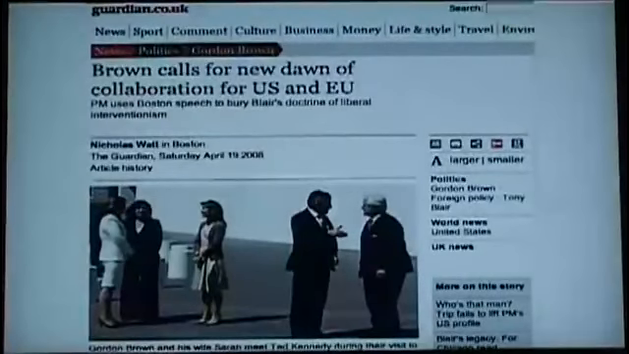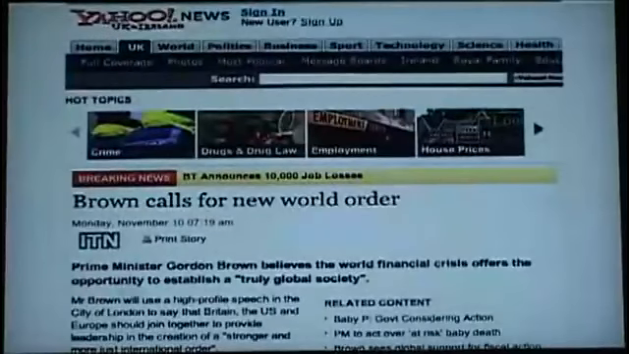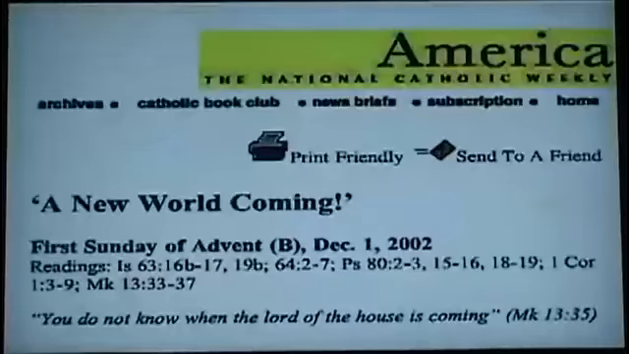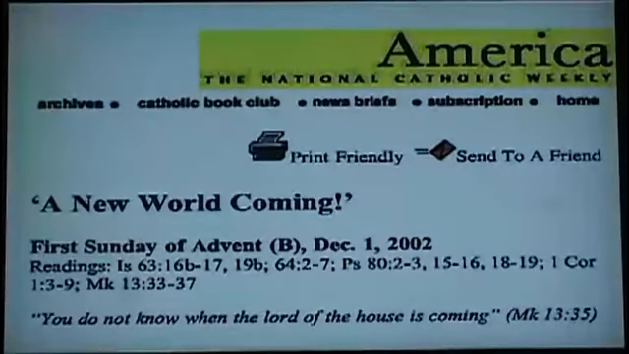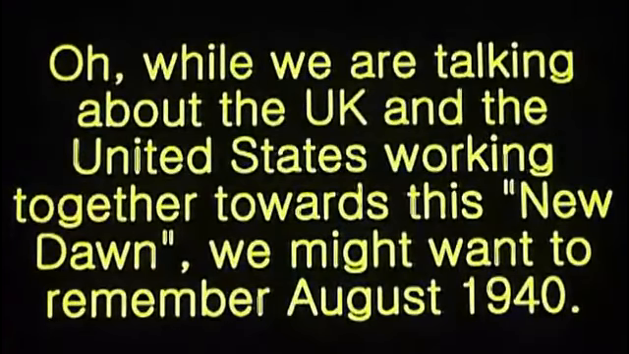Here is Gordon Brown with his wife talking to Ted Kennedy, and it says Gordon Brown, the Prime Minister of England, calls for a new dawn of collaboration with the U.S. and the European Union. Bush sees a bright dawn emerging. Here's Brown calling for a new world order, which would be a part of that truly global society of the new dawn. Even the Catholic Church is getting into the act, talking about the new world that's coming in the new dawn.